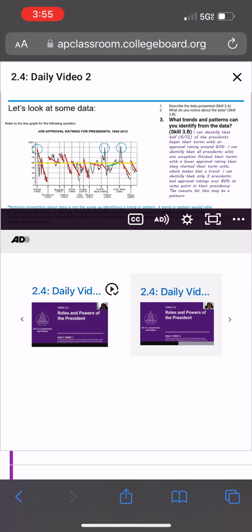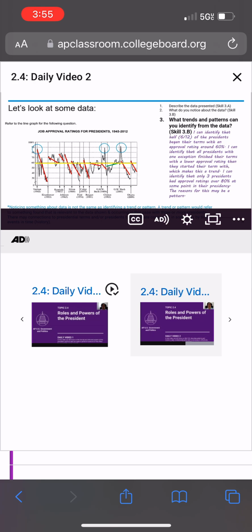So when you want to talk about it, then you can use those terms, all right? And so what I found here, because I had more time than you may have answering this on a test, but I found that half of the presidents began their terms with approval ratings around 60%. All of them finished their terms with lower approval ratings except for 1, and that there were only 3 presidents that had approval ratings over 80% at some time in their presidency. And so we then got an understanding there of some trends as well as patterns. Again, noticing something is not the same thing as identifying a trend or a pattern.